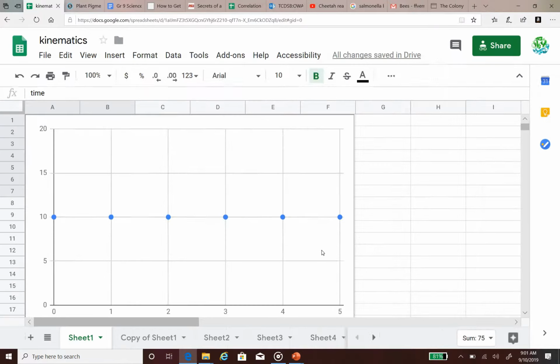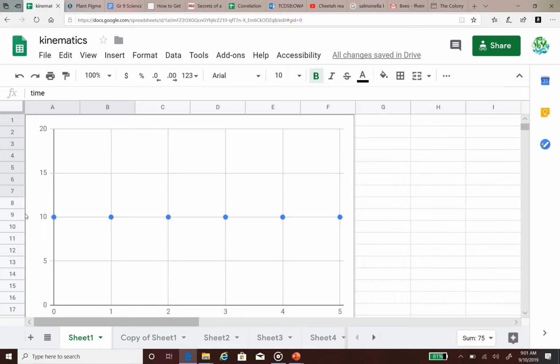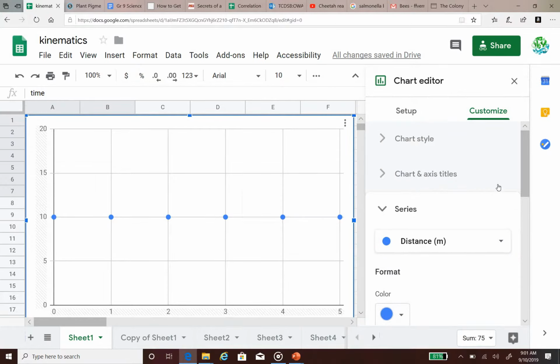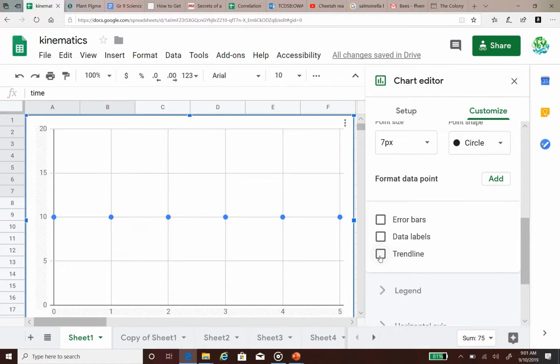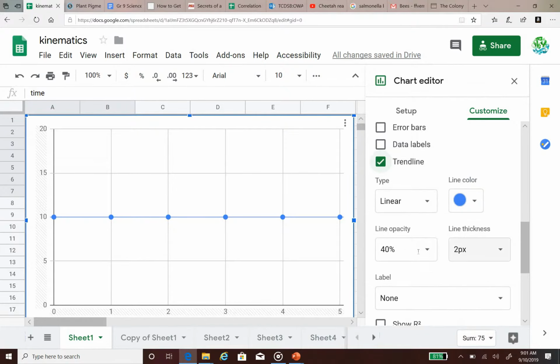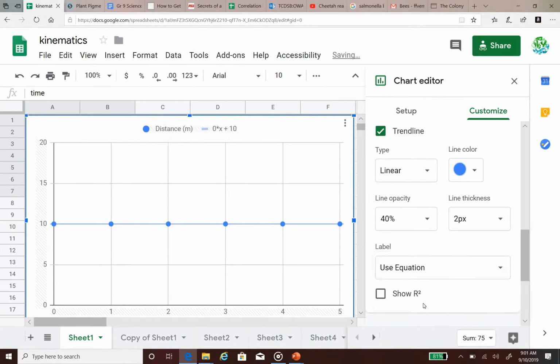Now, I'll make this a little bit smaller, just so you understand what's going on. You'll notice that these are the points. I could ask for what's called a trend line, so I just got to click on the dots, and then you'll notice that all the stuff on the right opens up. I'm going to scroll down to a trend line. It's going to give me a line of best fit, and then I'm going to ask for an equation, and there it is.